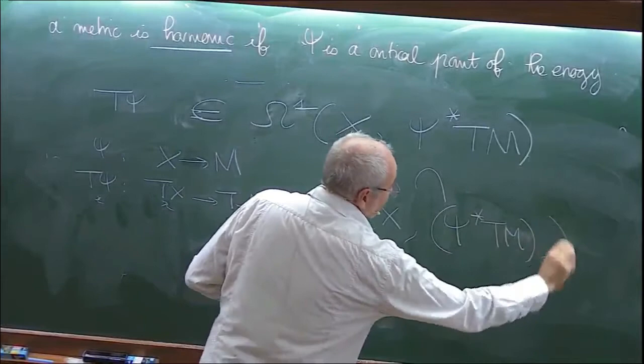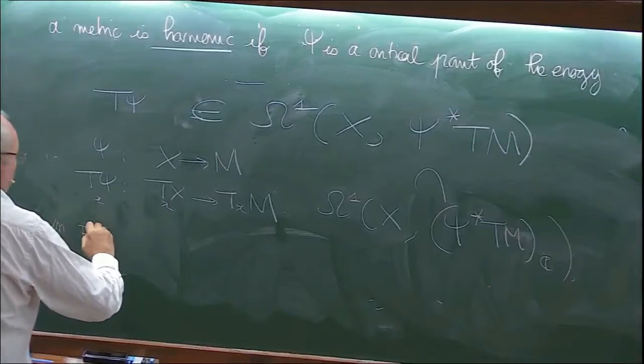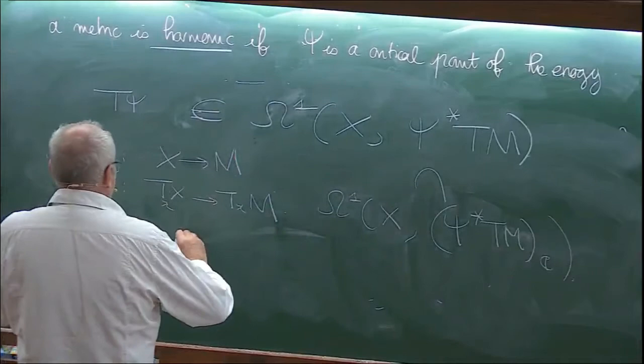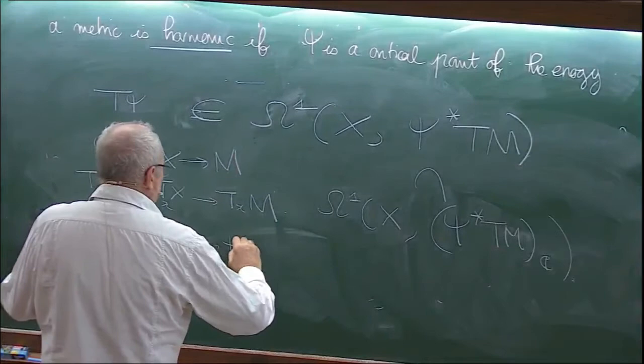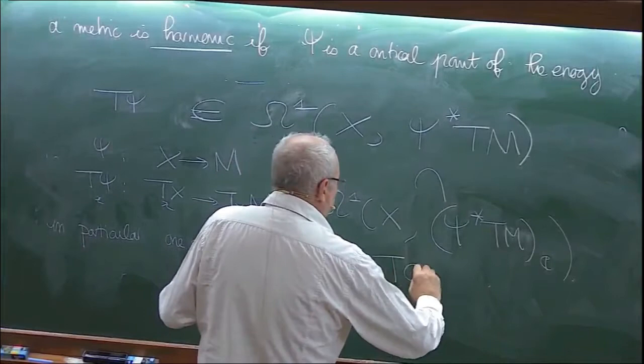My bundle, the T star of M, a priori is not a holomorphic bundle. It's not a complex bundle, but I can turn it into a complex bundle. Now observe, in particular, because here I have a complex manifold and here I have a complex bundle, I can consider the one-zero form of that. In particular, one can take phi to be equal to, by definition, the one-zero part of this d psi.